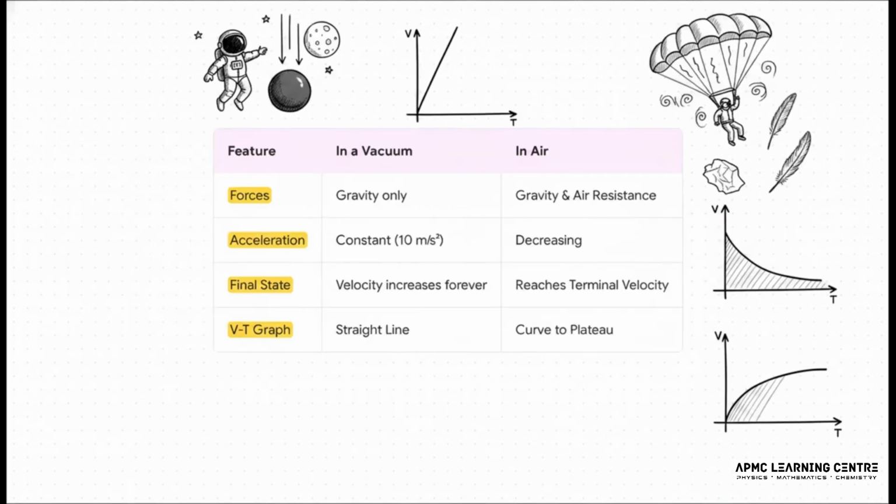So let's just break it down one last time. In a vacuum, it's simple. Only gravity is acting, so acceleration is constant and the graph is a perfectly straight line. But in the air, you have two forces fighting it out. This makes the acceleration decrease over time until the object finally hits its terminal velocity, creating that signature curve that flattens out at the top.